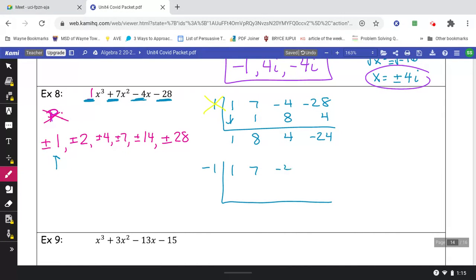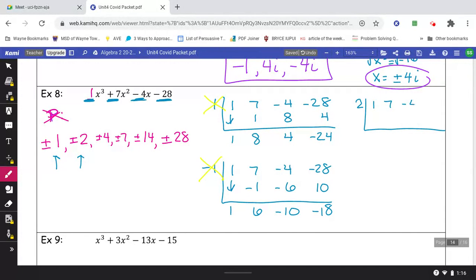1, 7, -4, -28. Multiply, add, multiply, add, being very careful with our signs here, multiply, +10, and add -18. That means that -1 is also not one of my answers. We'll just have to keep going down the list. So let's try +2 next.